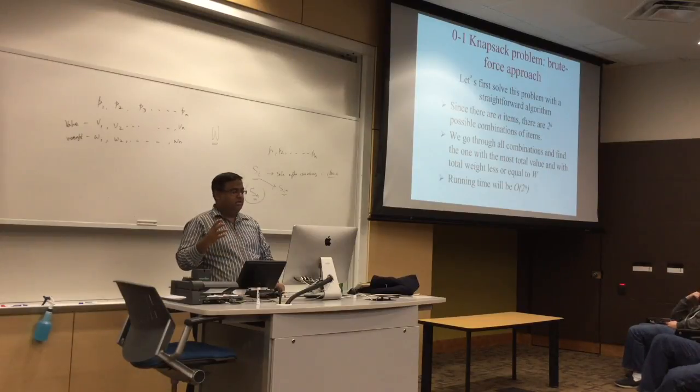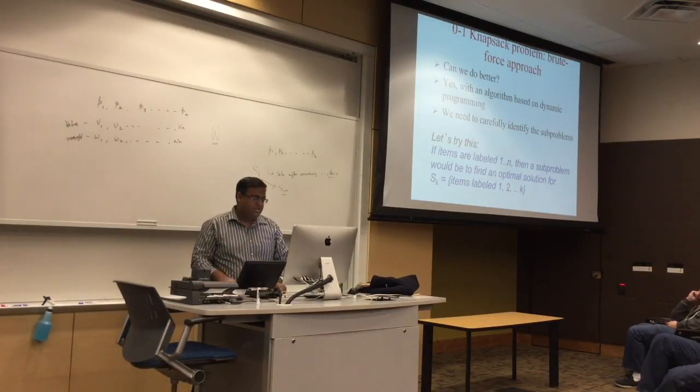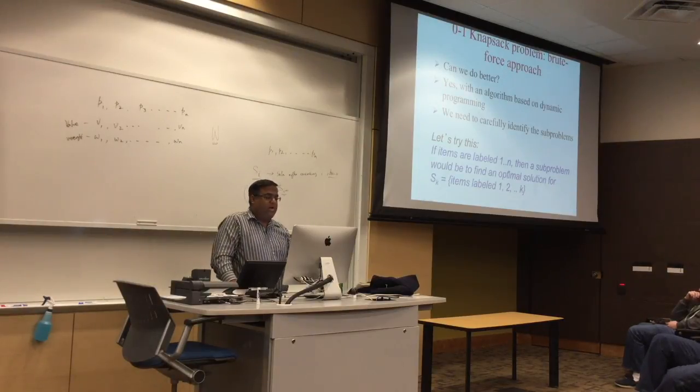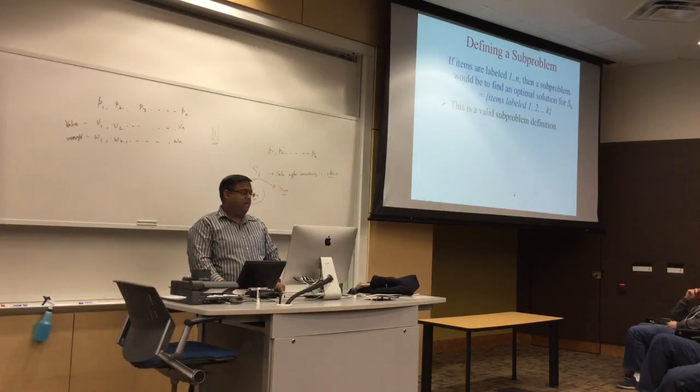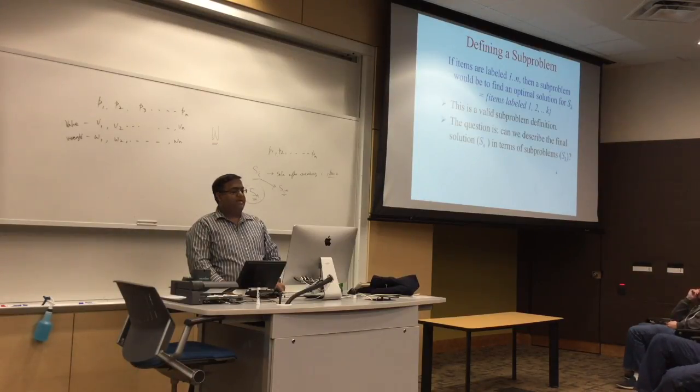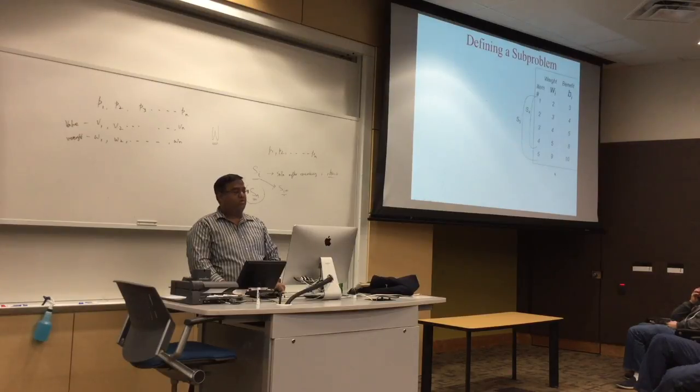Again, not too good. So we do it using the subproblem or the dynamic program. So items are labeled 1 to n, then the subproblem would be to find an optimal solution for items labeled 1 to k. Will it help? Let's see. If I have this valid subproblem definition, the question is, can we describe the final solution Sn in terms of Sk? Unfortunately not. How? Let's look at this.